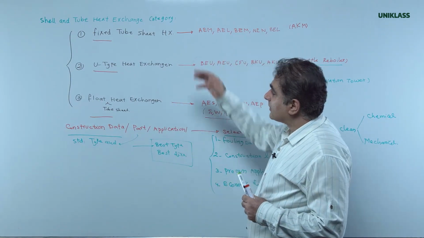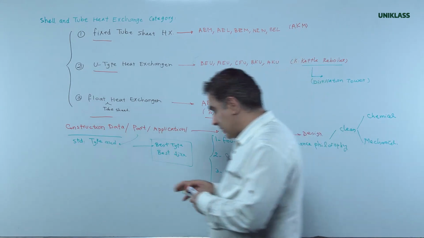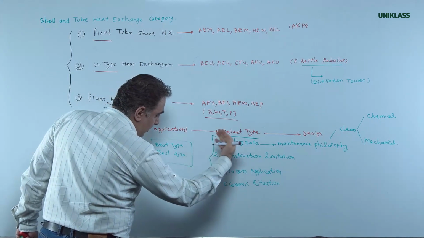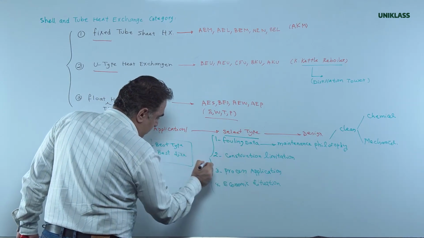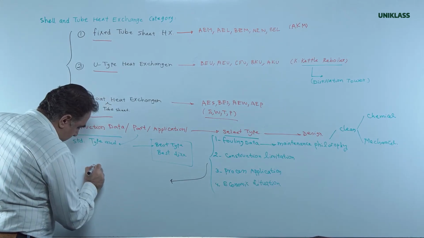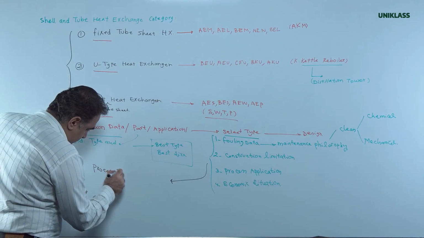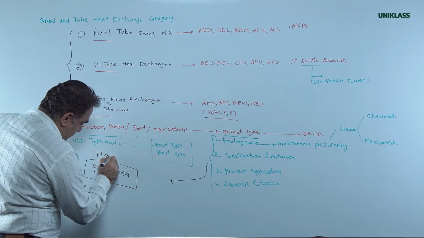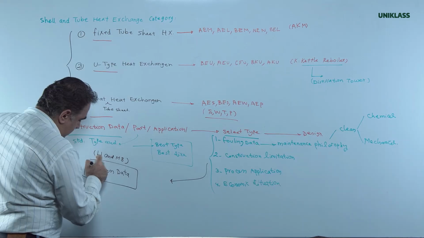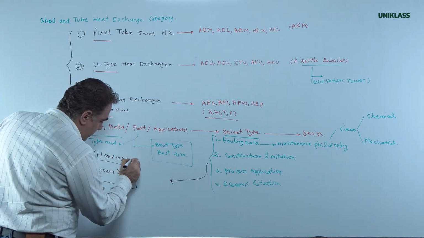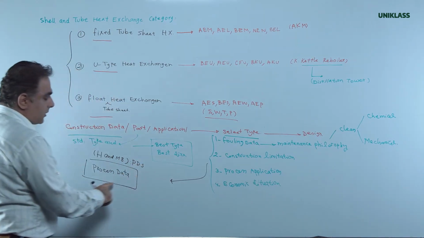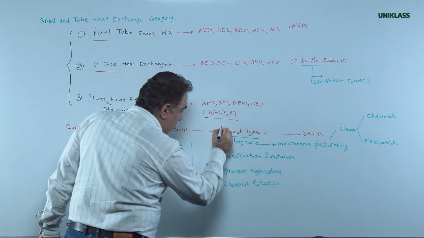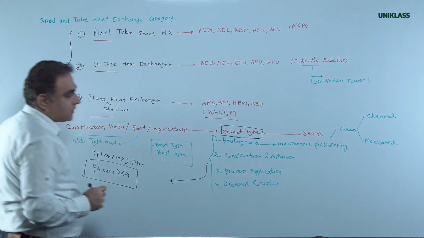We have some criteria for selection of heat exchanger. The most important criterion is process requirement. For selecting a heat exchanger, the most important item is process data. Process data shall be available in the heat and mass balance or in the process data sheet. When we are talking about process data, in the process data sheet, the selection of the type of heat exchanger shall be mentioned in this document.